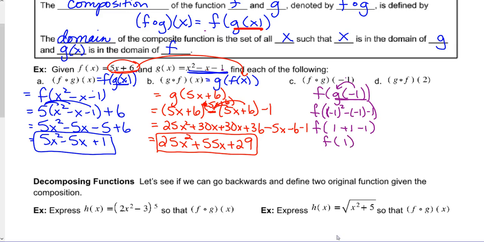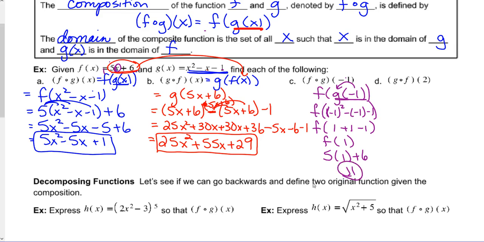So what I have to do now is take that number that I get from g of -1, which is 1, and plug it into the f function, which is over here. That means I'm going to replace this x with a positive 1. So I'm going to take 5 times 1 and then add 6 to that. And now we get to simplify. 5 times 1 is 5, plus 6 gives me an 11, and that is our answer.